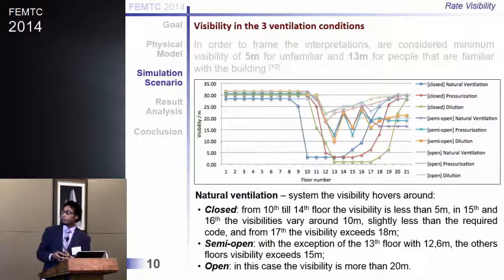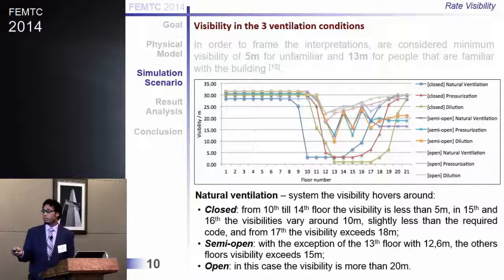This means here we have less than 5 meters, and this is something that doesn't match. In the 15th floor and the 16th floor, the visibility is around 10 meters, slightly less than the required by the code. And from the 17th to 18th and the other floors, the visibility exceeds 18 meters, and this is better. We can compare this with the document to prove what the visibilities have.